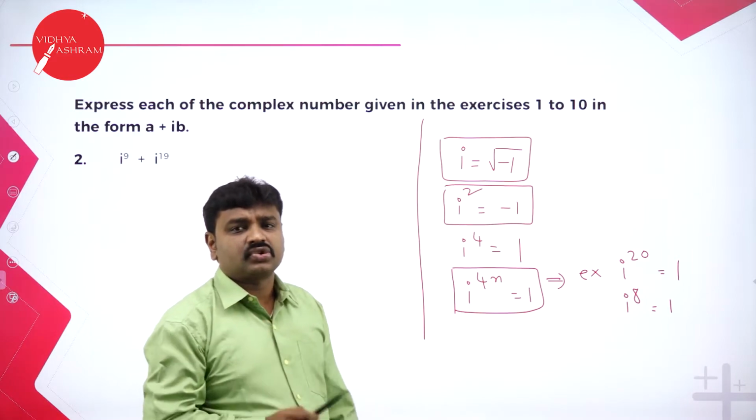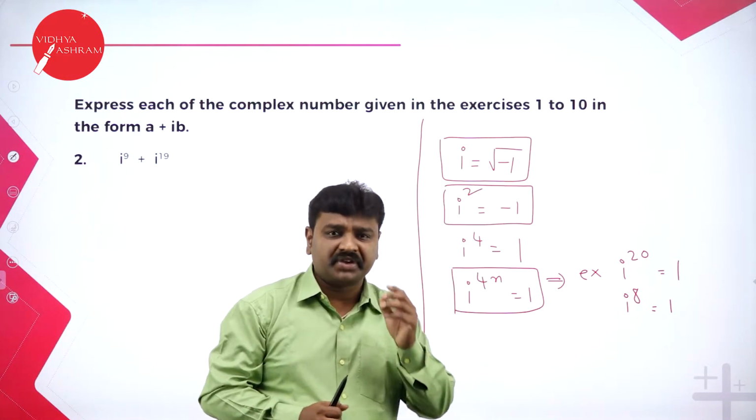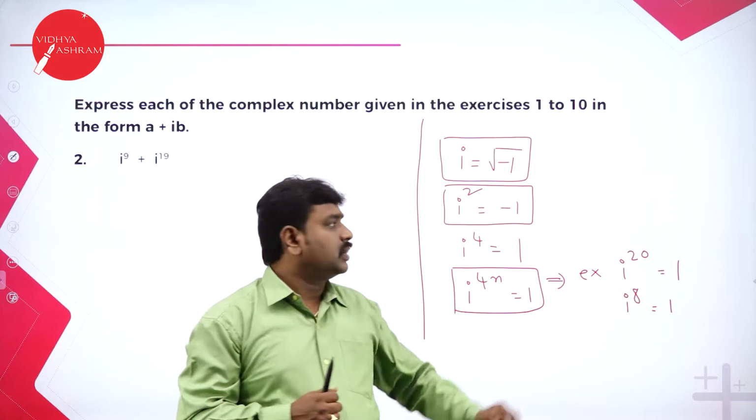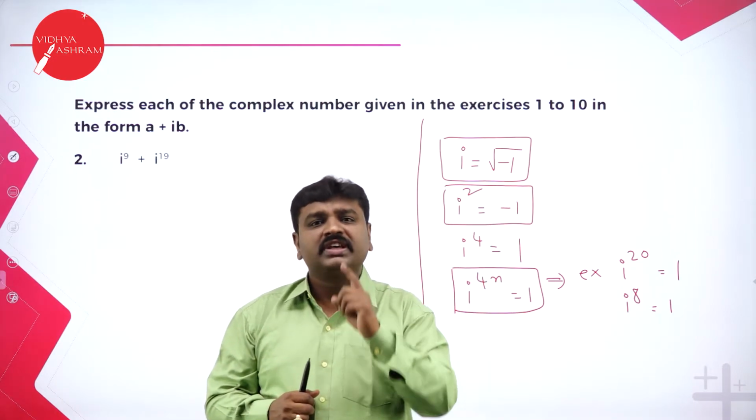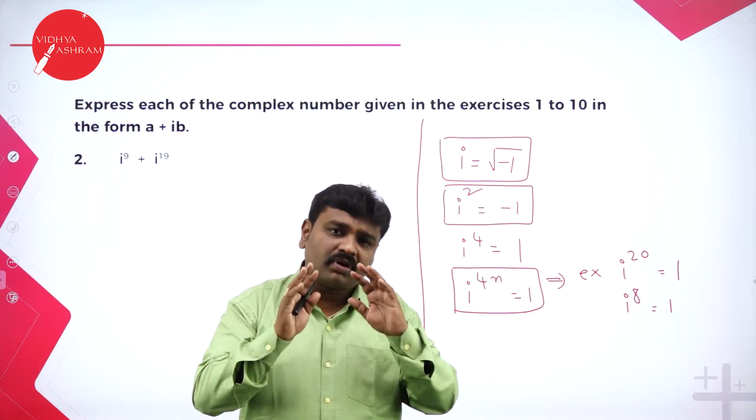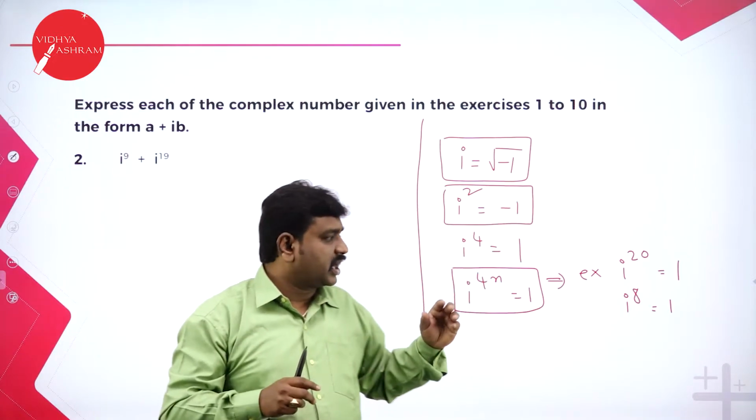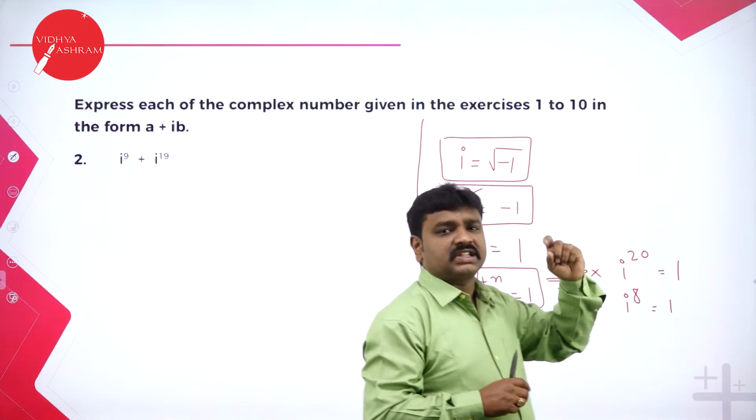What is i, my dear students? Root of minus 1, imaginary value. What is i squared? Minus 1. i power 4 is 1. Not only i power 4, i power 4 multiples are always 1. i power 20, i power 8, i power 16, that gives you 1.